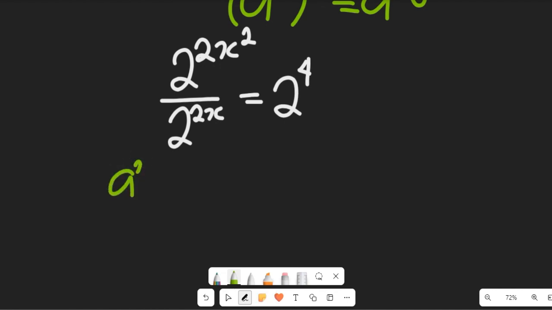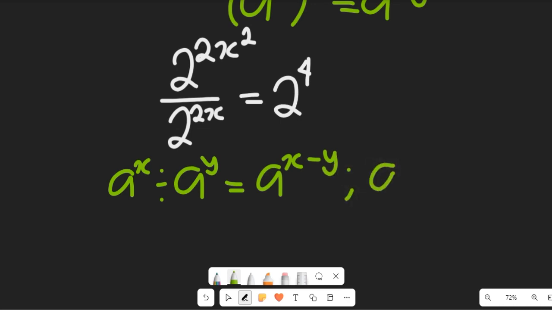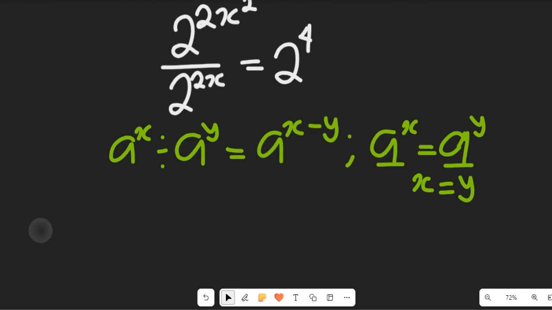If you have a to the power of x divided by a to the power of y, this can be equal to a to the power of x minus y. Also, if you have a to the power of x equal to a to the power of y, then x can be equal to y, as long as they have one common base. So bearing that in mind, the next thing we'll do is to simplify that expression.